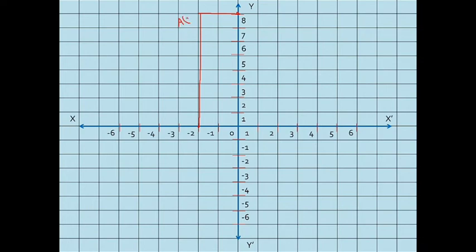and the point is given as x is -2 comma y is 8.